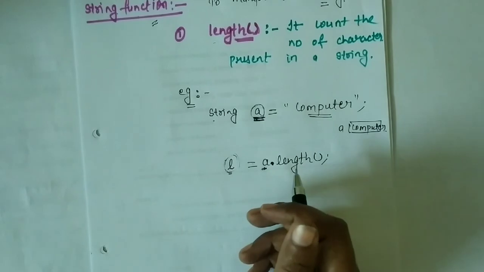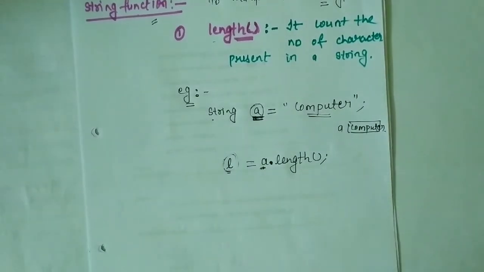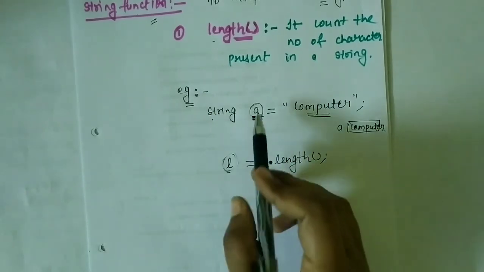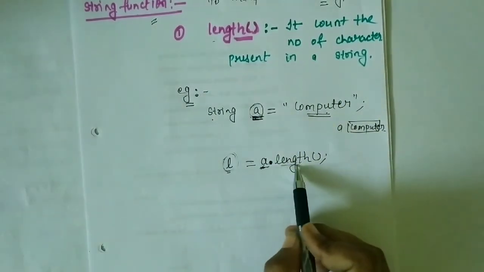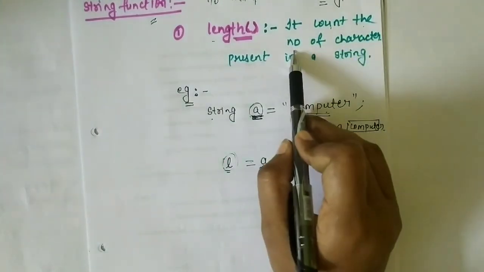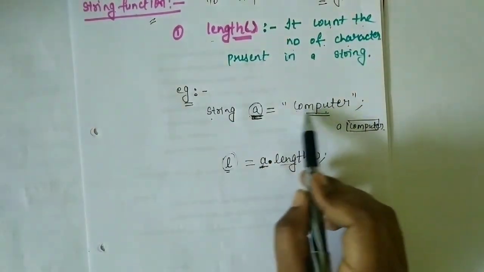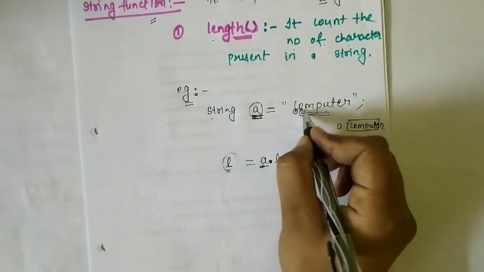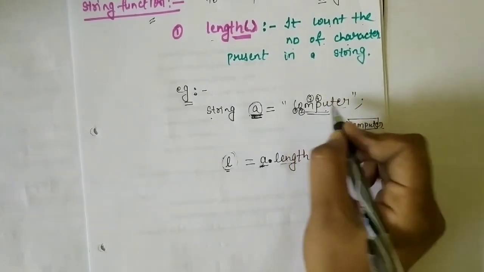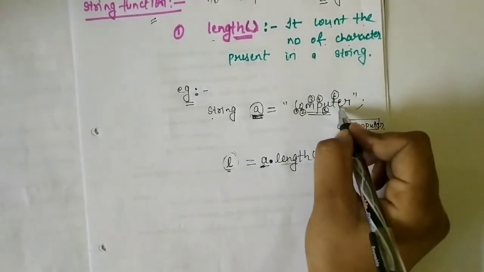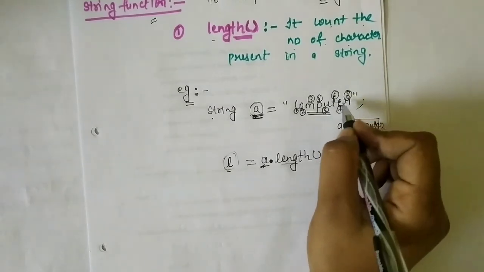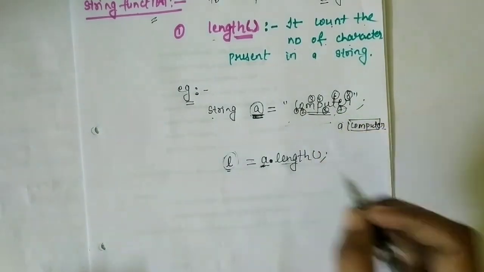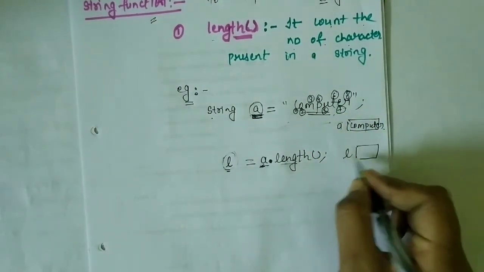So let's see how we can find the data type of L. Firstly, check a.length. That means a is a string variable, and length counts the number of characters. So let's count: 1, 2, 3, 4, 5, 6, 7 and 8. How many characters are there in the word computer? Total 8 characters. So the value of L is 8.